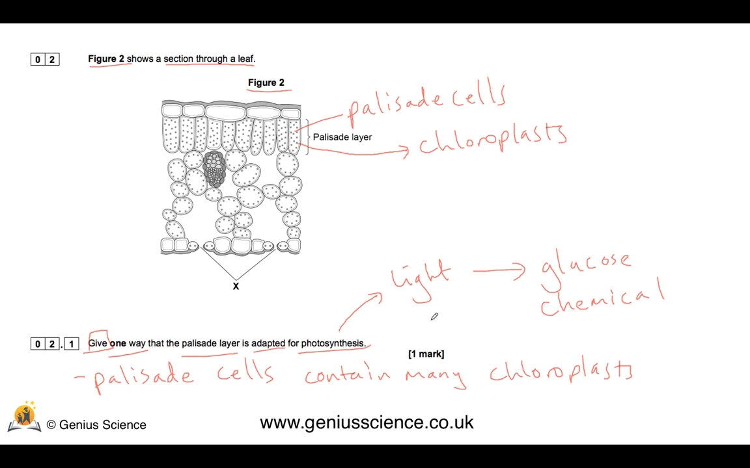You could also say that the palisade cells are located near the top of the leaf, because if they're near the top of the leaf, they can get more sunlight. So this here would be the top of the leaf, and that there is the bottom of the leaf. So you could say that the palisade cells are located near the top of the leaf.